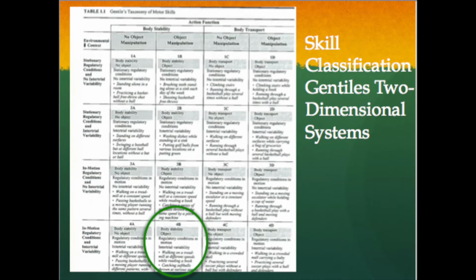Gentile's two-dimensional skill classification system for cricket throwing indicates that it is a 4B classification, meaning there is body stability when the throw is being completed, there is object manipulation when the ball is in your hand, and it's under regulatory conditions, which means the ball is always going to be the same, and there will also be inter-trial variability due to the ball coming in different directions as well as different throwing distances.